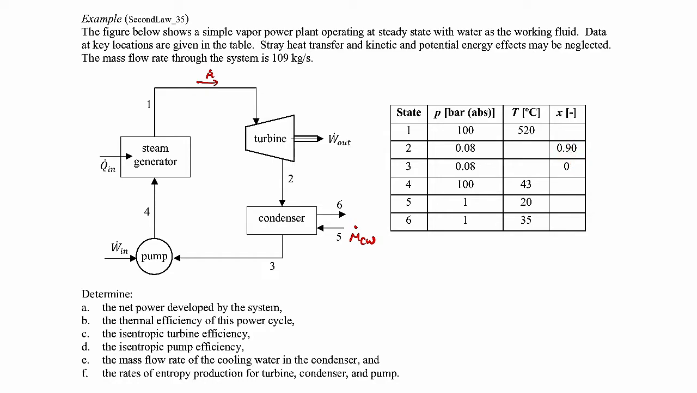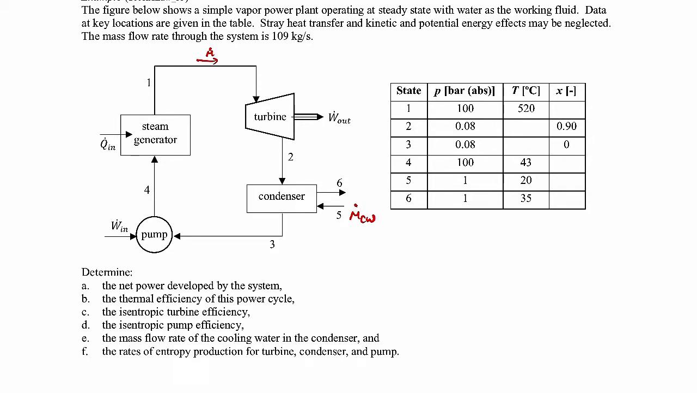And we're not given all the information, so we're going to have to do some lookup of properties from property tables. We're asked to determine the net power developed from the system, thermal efficiency of the power cycle, the isentropic turbine efficiency and isentropic pump efficiency, the mass flow rate of the cooling water in the condenser, so that's this one, and the rates of entropy production for the turbine, condenser, and the pump. So turbine, condenser, and pump. So there's a lot that we need to do here.